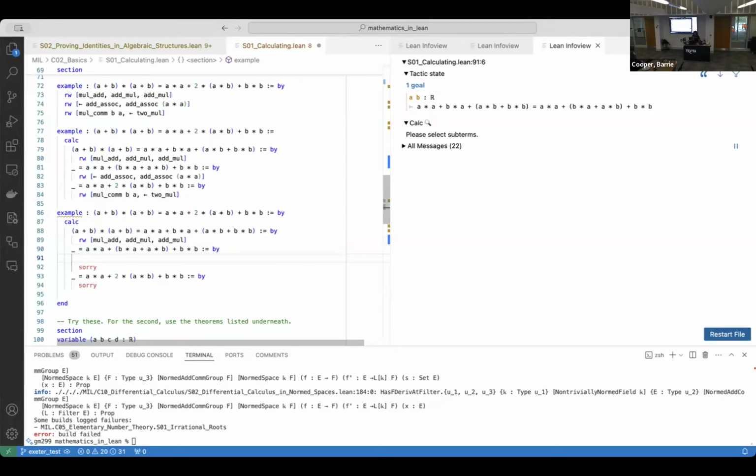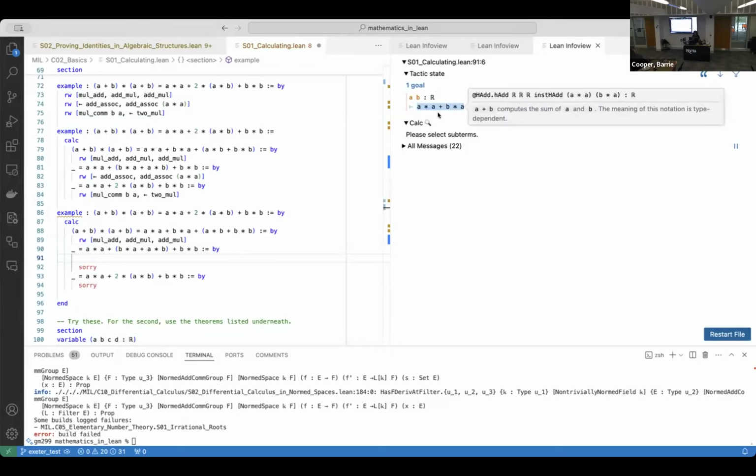Okay, so for the next line, we're going to prove that this equals this. And remember how addition is left associative, so there are really brackets. It's a shame that when I put the cursor over it, it doesn't show them, but there are brackets around those first two sums.